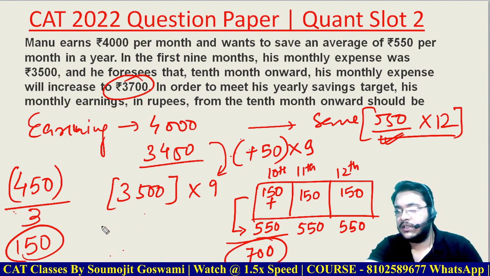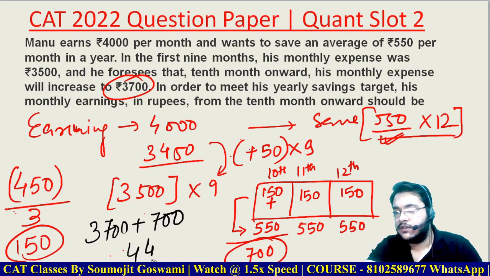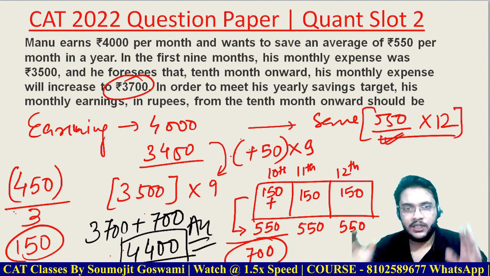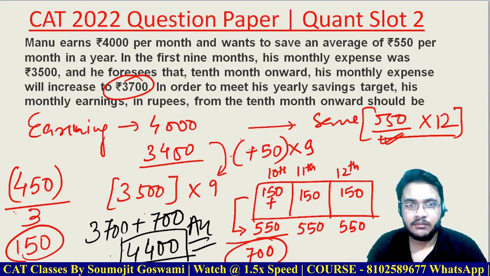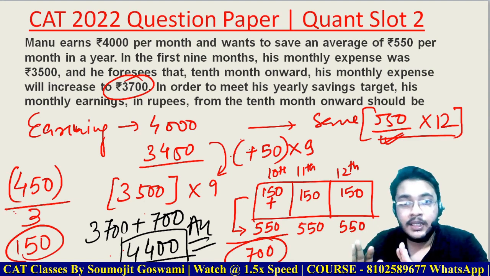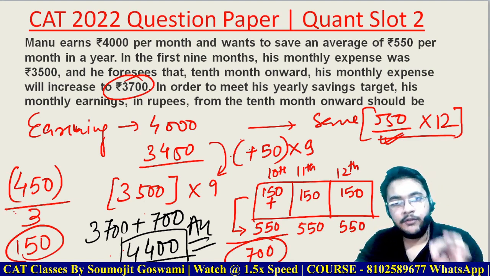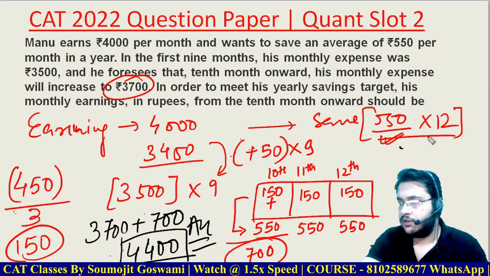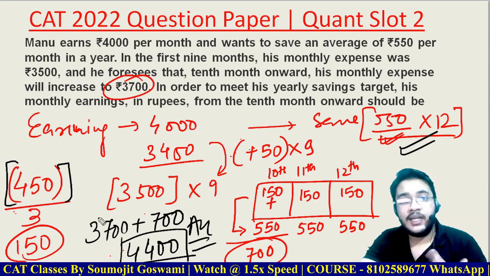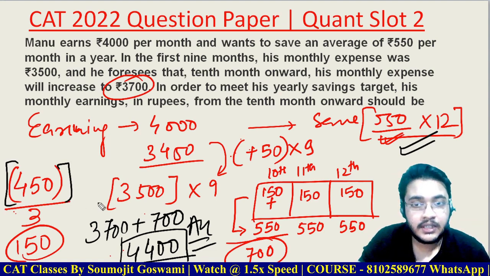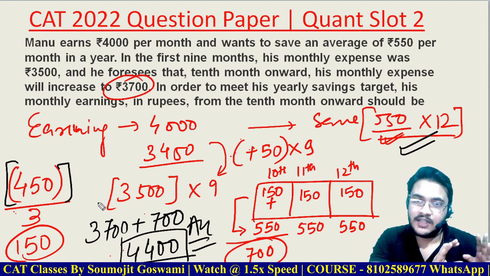Let me write it over there. 3,700 plus 700, which is 4,400. This is the answer. Now this is a very logical question. I don't think you really need to put pen on paper for this question, but in an exam condition you have to write certain things: how much he wants to save, how much he is falling short by, and how he can manage that, because ultimately he is a generous fellow. He doesn't want a lot of money, he wants to save that much only. He's just like you and me.